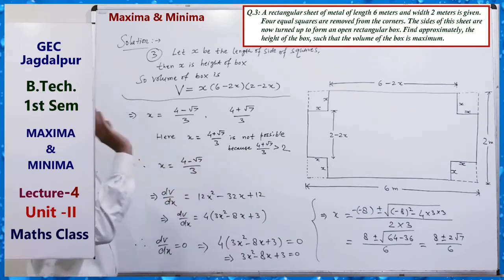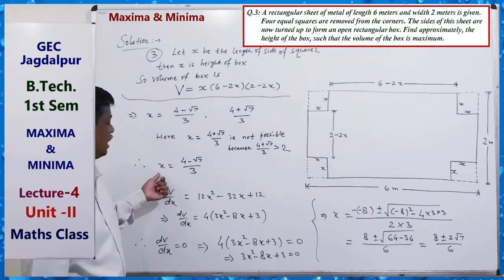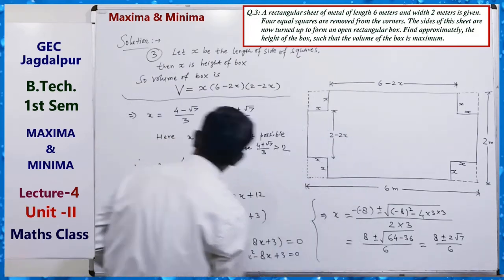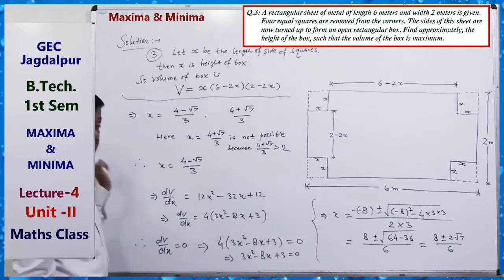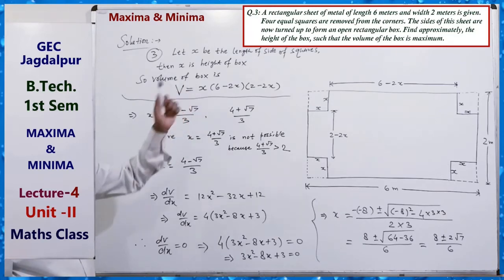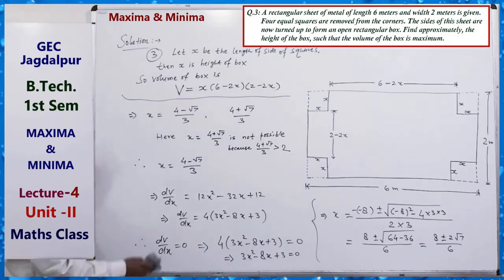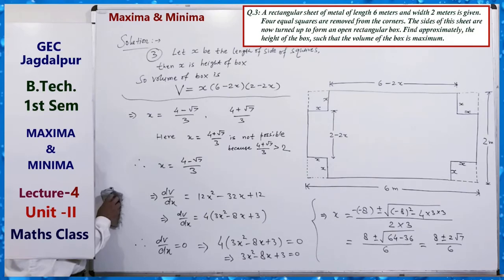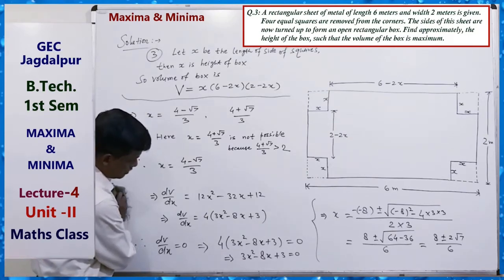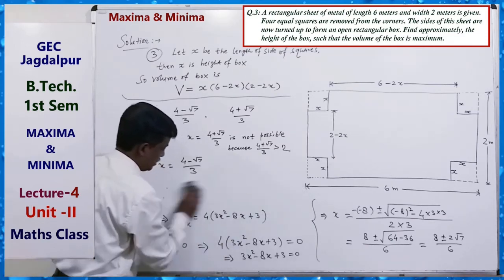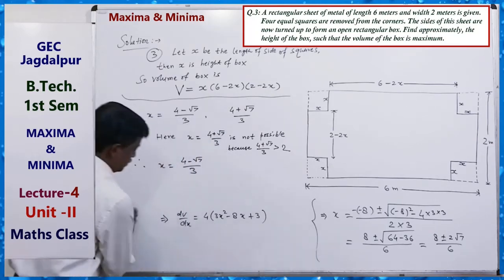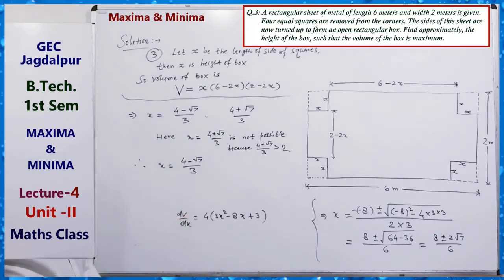So this is the x, that is the height of the box. Okay. Now for this value, the function should be maximum. Volume should be maximum. Just for testing, we have to find the second derivative. Okay. So here see that this is the first derivative.